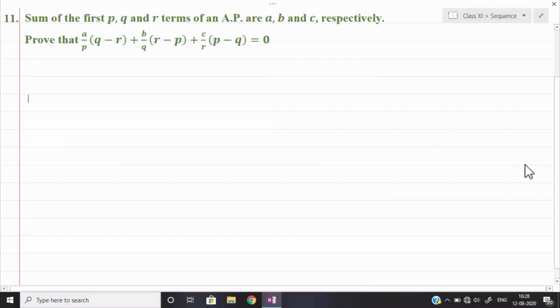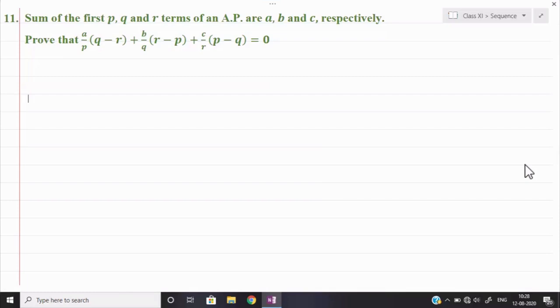Yes, so now see, the sum of the first p, q and r terms of an AP are given as a, b and c respectively. So in one AP they have taken the sum up till different numbers of terms, and they are saying the sum is coming small a, small b and small c. Here normally we take the first term as small a in any AP, but since small a is reserved here, I will take the first term as capital A and the common difference as capital D.